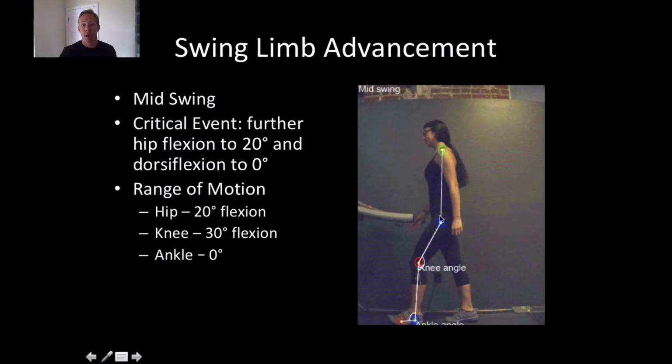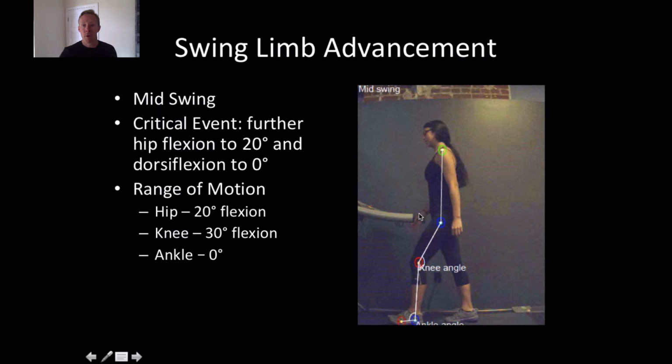And here our hip is back to 20 degrees of flexion. We're getting ready to take that next step. We're close. Our hip is in the angle it needs to be. Our knee is still flexed at 30 degrees and our ankle is at 0 so we don't catch the ground. So all we've got left to do for our next step is to straighten the knee.